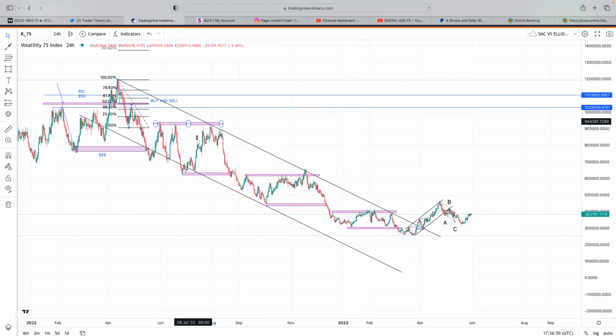So 50 would be the entry zone. Let's look at this. Consider this: you see, this is a high. I said when price makes a high, you draw a line. When price makes another high, you draw a line. When price makes a high, you draw another line. So these are called three equal highs.